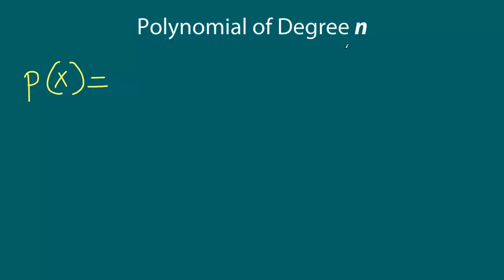Now, we know that whenever we write a polynomial, we start with the term that has the highest power of x and go to the lowest power of x, right? So since we have a polynomial of degree n, our first term will be x raised to the power n, and it will have a coefficient, let's say it is a n, where n is the subscript.